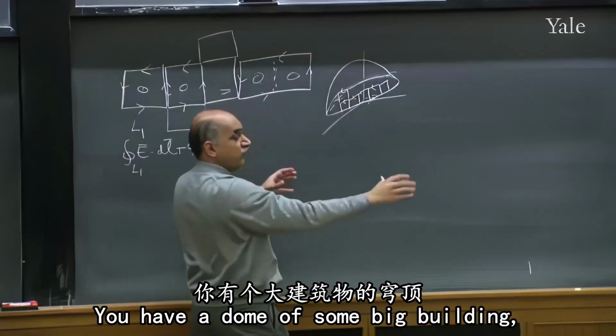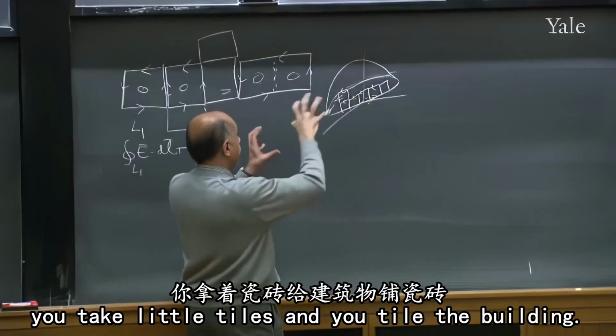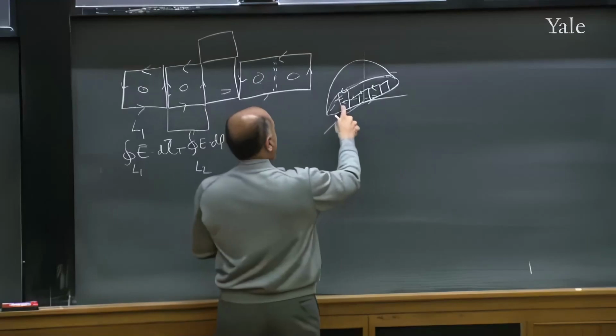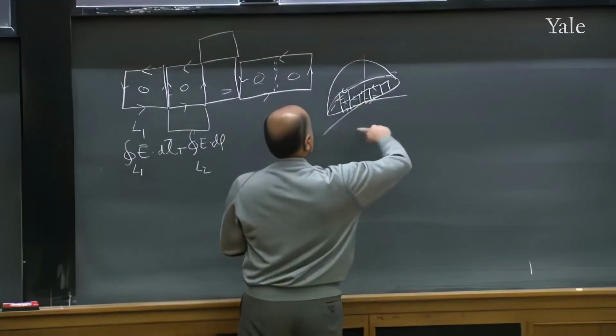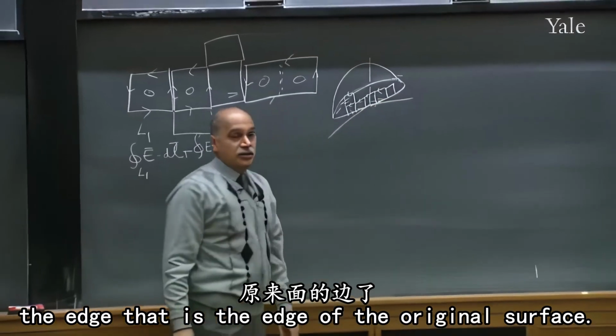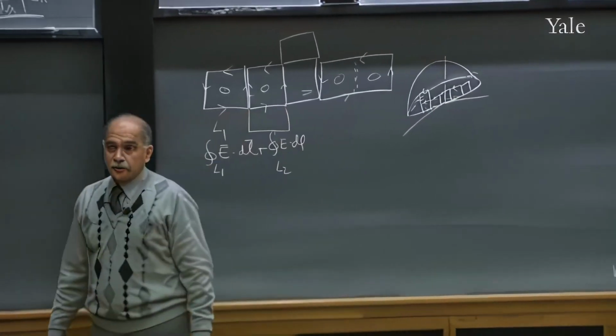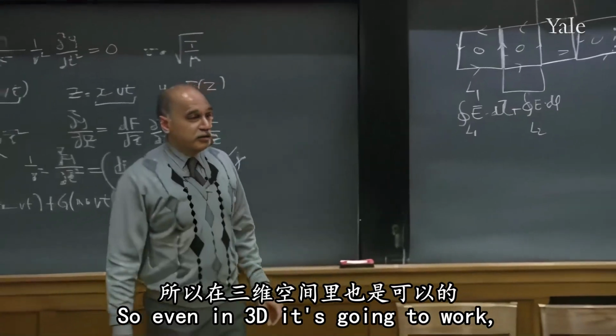Okay, you have a dome of some big building. You take little tiles and you tile the building. Then all the interior edges cancel, and all that remains is the edge of the original surface. So even in 3D, it's going to work.